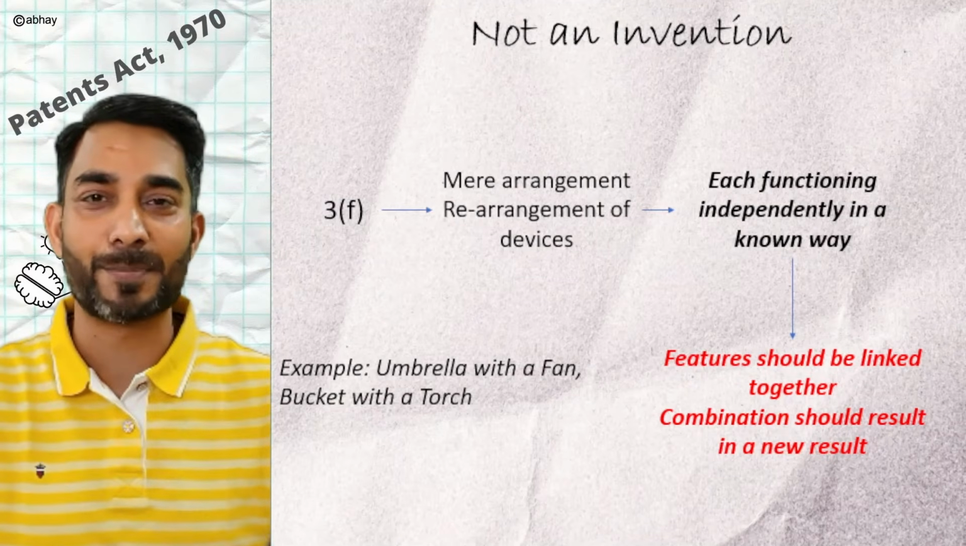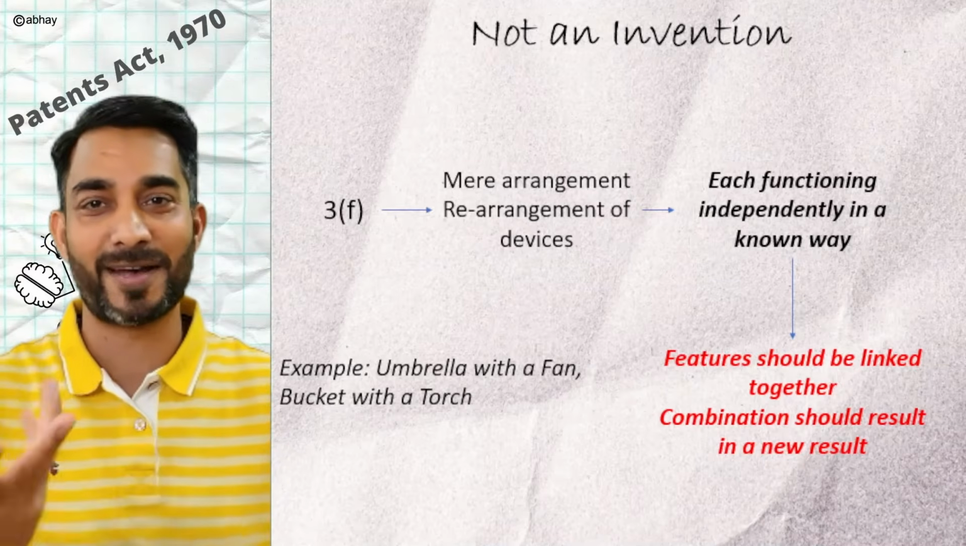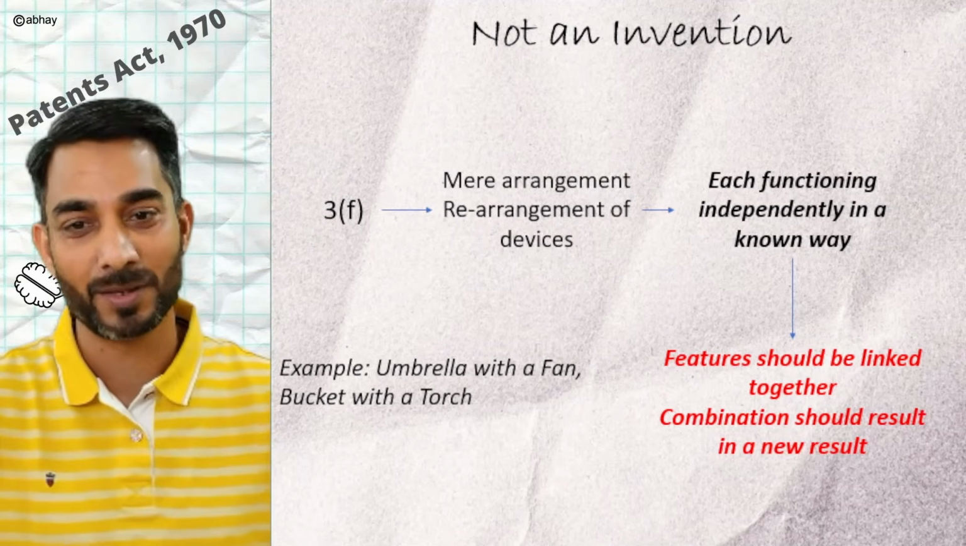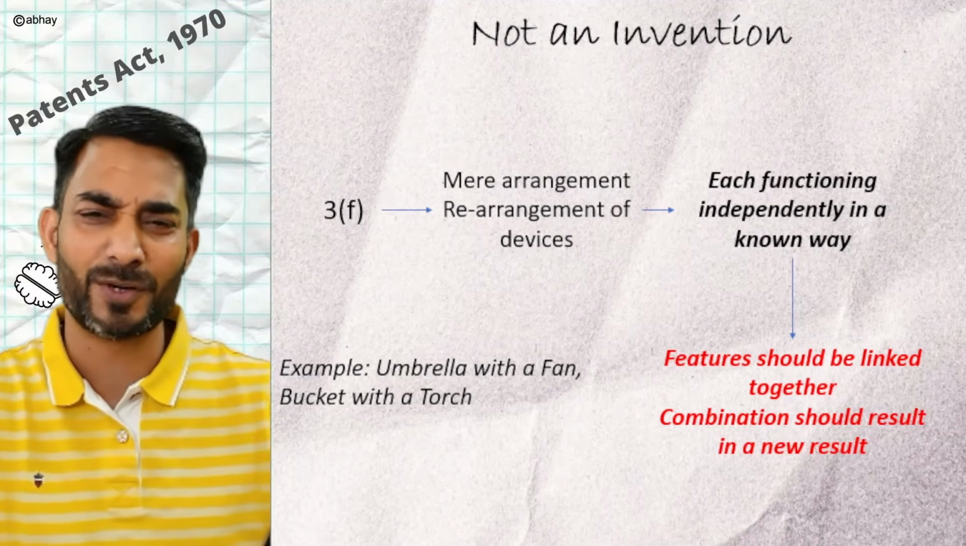A funny example that I picked up from the Act says: umbrella with a fan. Fan, umbrella, individual products, there is no interlinking of features as such. Or bucket with a torch. Think of it, who would need it?